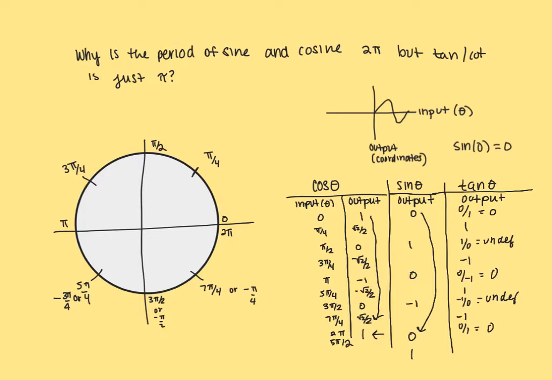So notice how we've got 0, 1, undefined, negative 1, and then 0, 1, undefined, negative 1. It repeats right here where pi is. And so that's why the period of tangent only goes to pi instead of 2 pi, because one full cycle for tangent is 0 to pi, and that's why the period of tangent is pi.